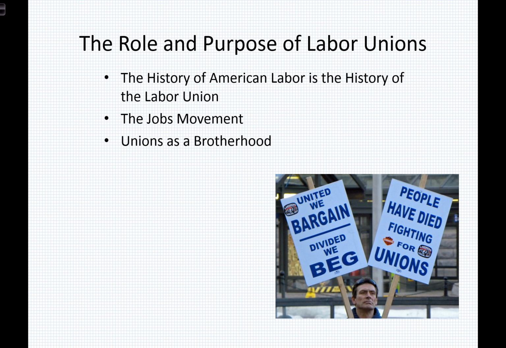As we think about the history of American labor, we're really looking at the history of the American labor union. So through this, we have to think about the jobs movement. We've talked a little bit about the jobs movement before. We know that coincident with the Industrial Revolution, workers were leaving farms and ranches, their own fields, leaving in large quantities the ownership of their own production and going to work at jobs. They were going into factories. They were going into the cities.